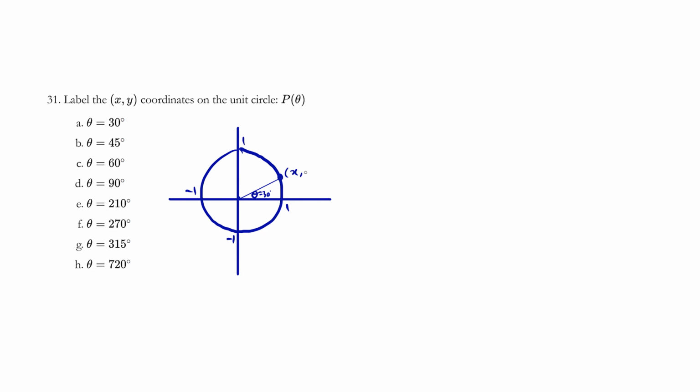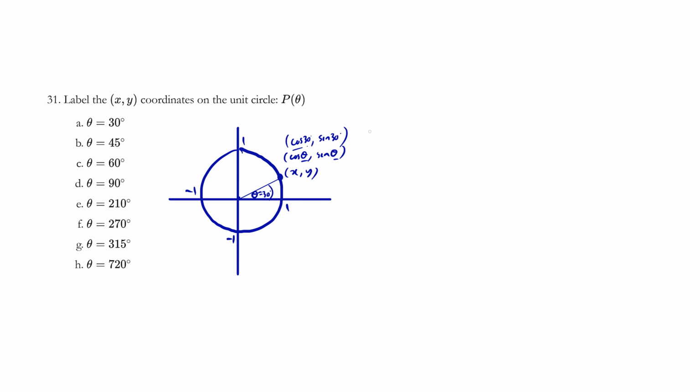And remember that x comma y, we memorized from a previous video that x is equal to cosine of theta, and the y value is sine of theta. But we know what theta is. Theta is given as 30 degrees. So therefore, the x coordinate is cosine of 30 degrees, and the y value is sine of 30 degrees.